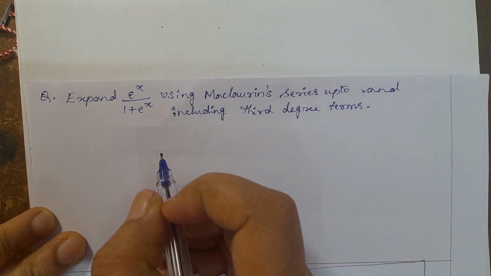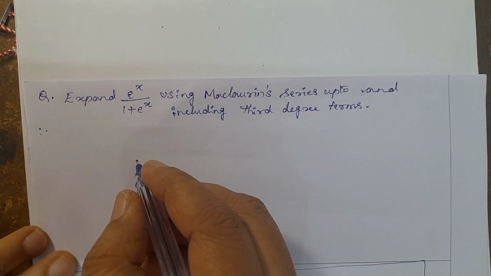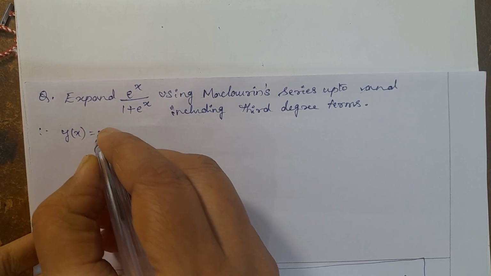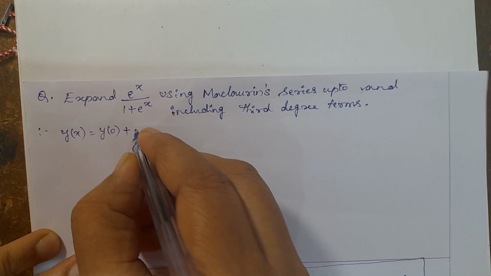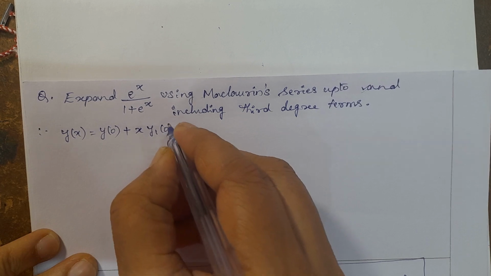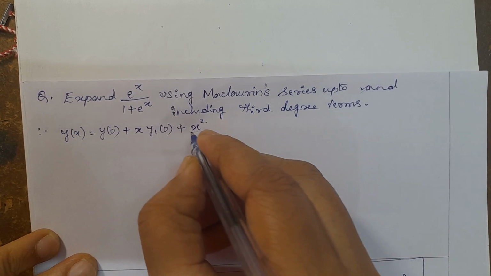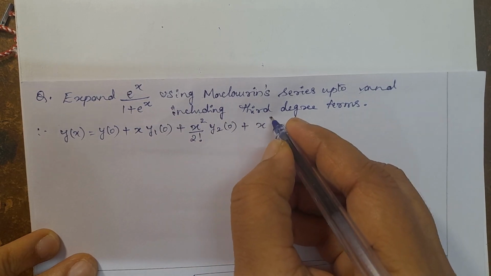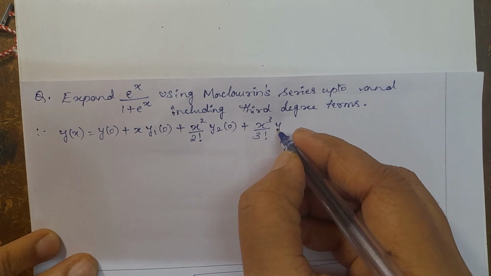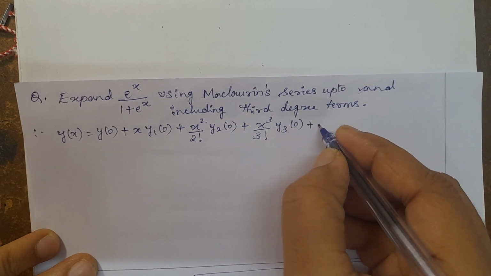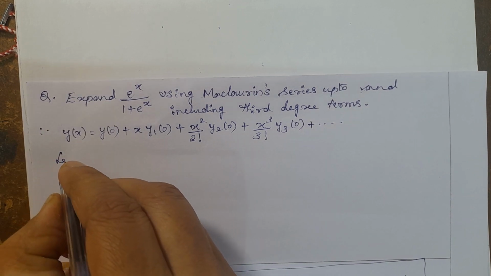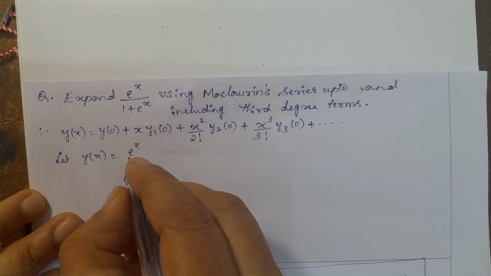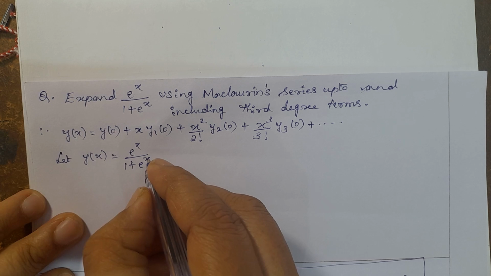including third degree terms. So first we should write the Maclaurin series expansion of y of x. So that is y of x equal to y of 0 plus x into y1 of 0 plus x square divided by 2 factorial into y2 of 0 plus x cube divided by 3 factorial into y3 of 0 plus etc. Let y of x equal to e power of x divided by 1 plus e power of x.